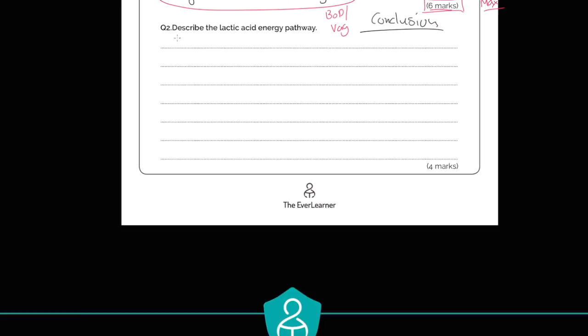Describe. Describe means that we are going to give the composition. We're going to give the characteristics. I don't need to explain why. I'm going to say what it is like. I'm going to do those kinds of things in my answer. So, describe the lactic acid energy pathway. It's a pretty simple question. Let's see what we come up with.